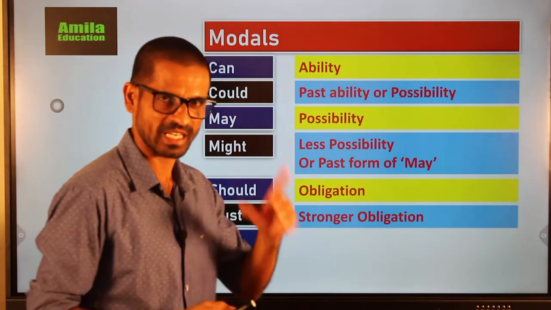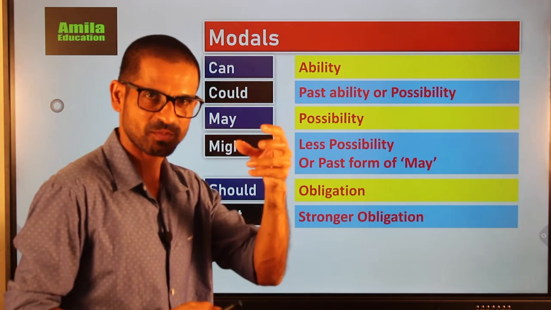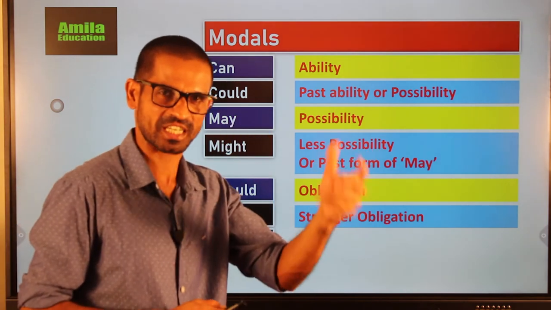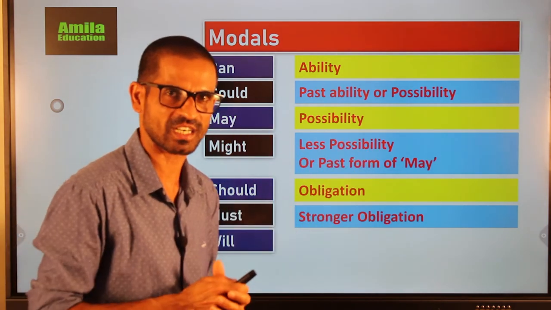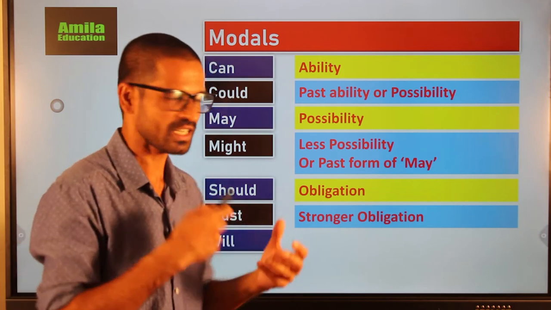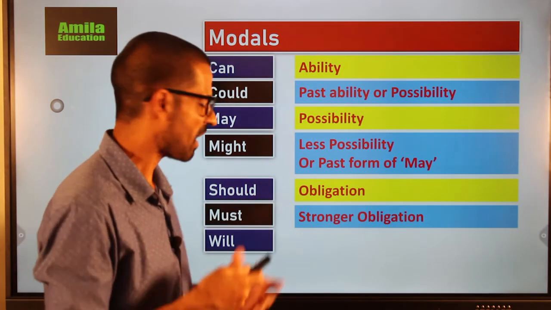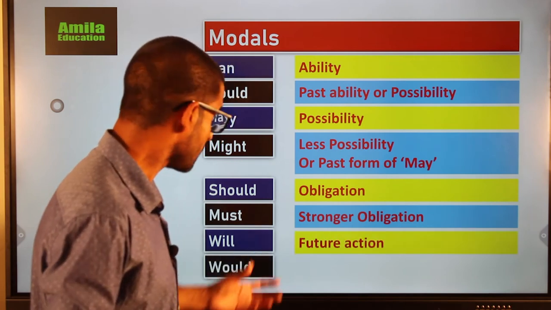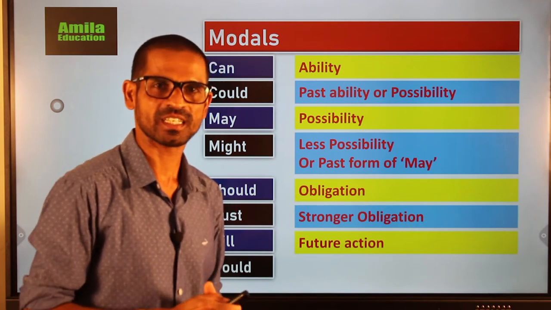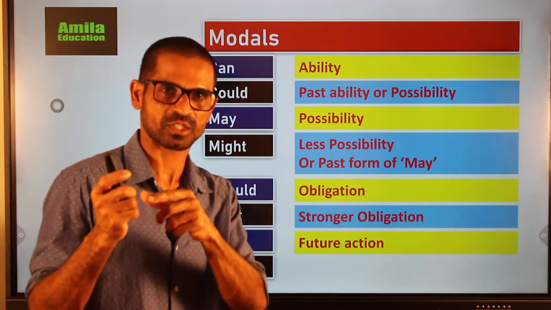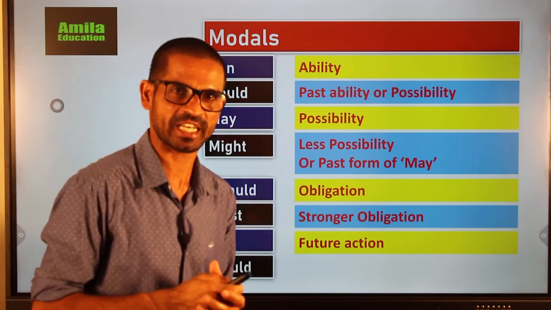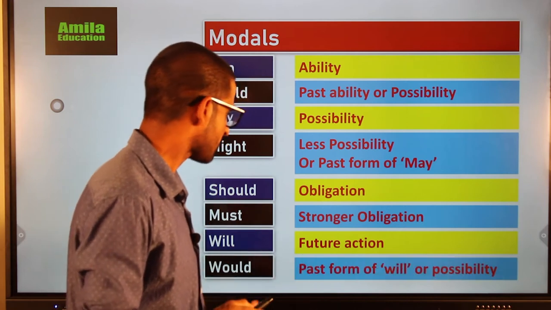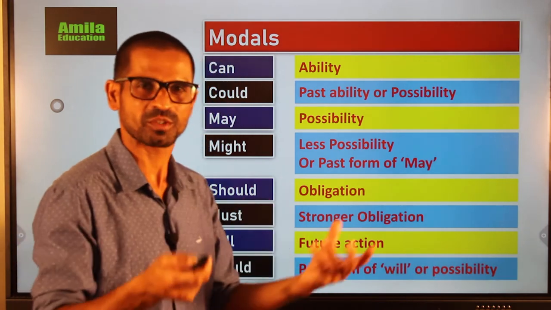So, as we learned before, will expresses future action. Will is used to express any future action. Then would. Would is the past form of will in indirect speech. I will teach you indirect speech later. So, would expresses a past form of will or possibility.